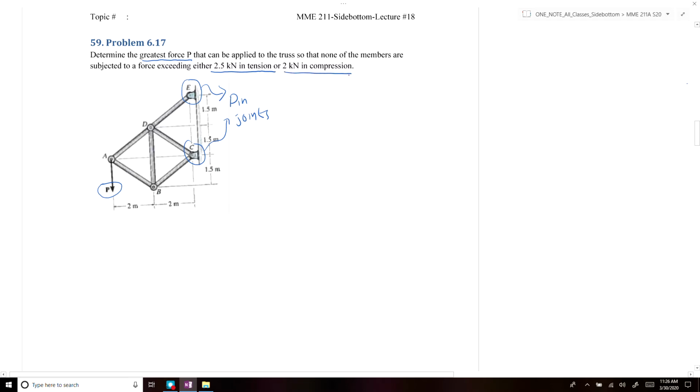All right. So to solve this problem, since we need to know the force within all of the members, this is a hint that we should probably use the method of joints.